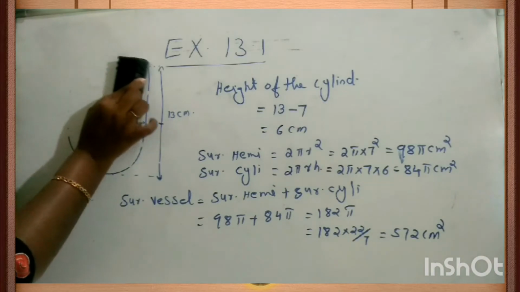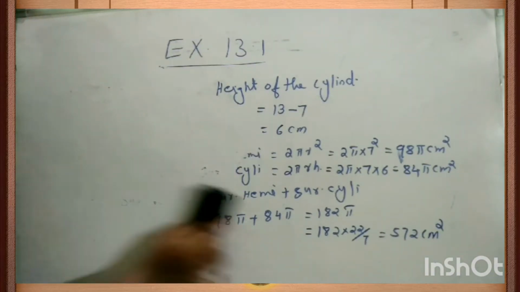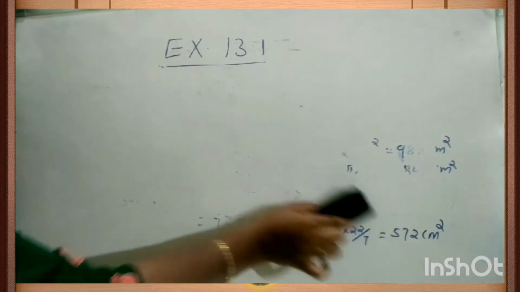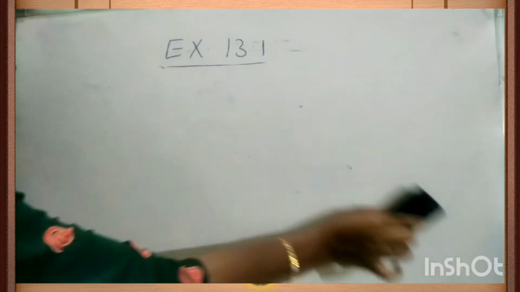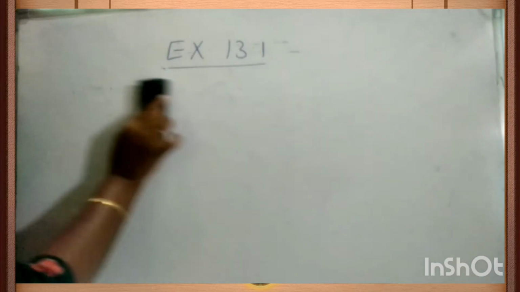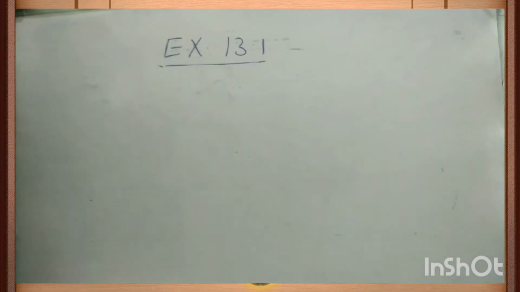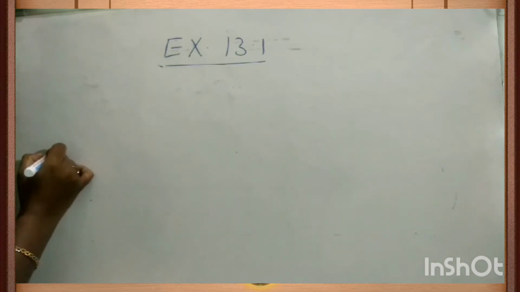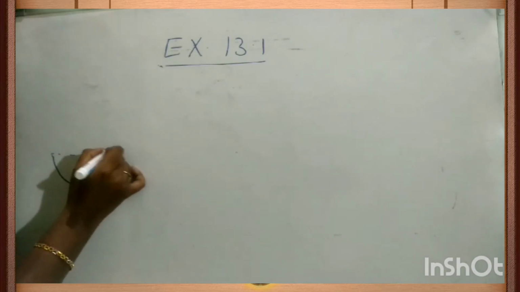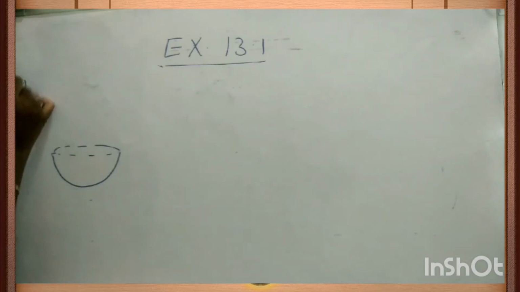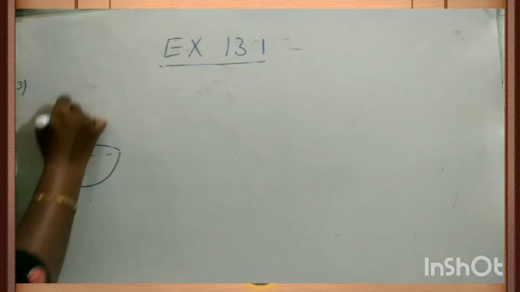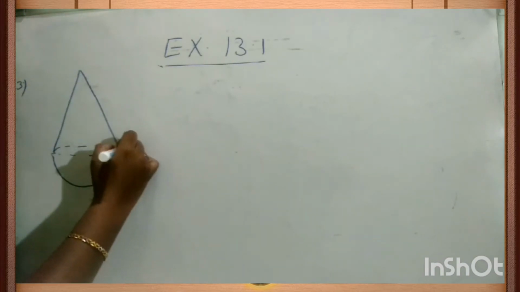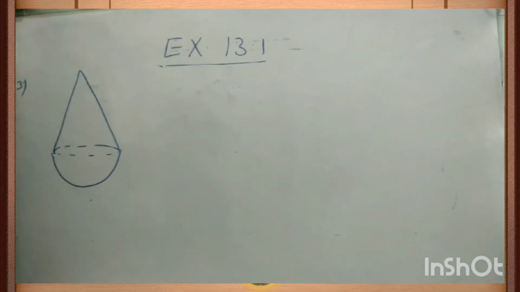So here also we have a combination of figures. In this question, we have one hemisphere and a cone. This is our hemisphere, and above this hemisphere we have one cone. This is the shape of our toy.